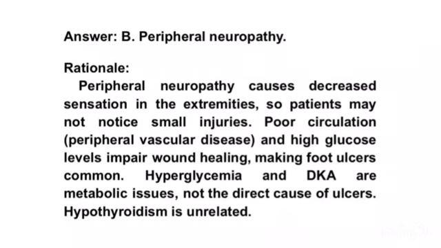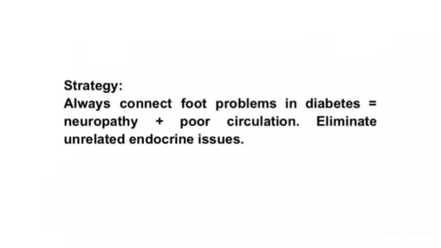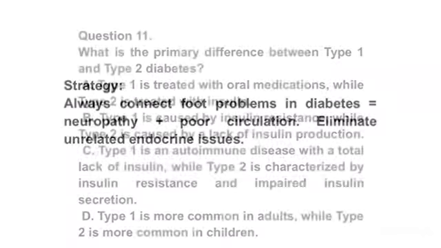Rationale. Peripheral neuropathy causes decreased sensation in the extremities, so patients may not notice small injuries. Poor circulation, peripheral vascular disease, and high glucose levels impair wound healing, making foot ulcers common. Hyperglycemia and DKA are metabolic issues, not the direct cause of ulcers. Hypothyroidism is unrelated. Strategy. Always connect foot problems and diabetes equals neuropathy plus poor circulation. Eliminate unrelated endocrine issues.